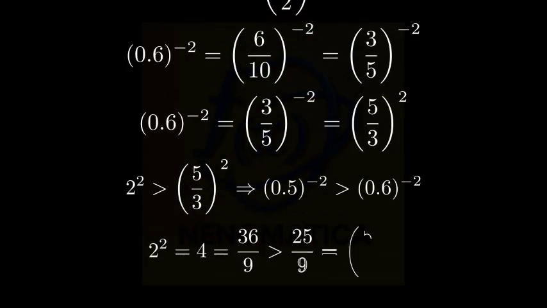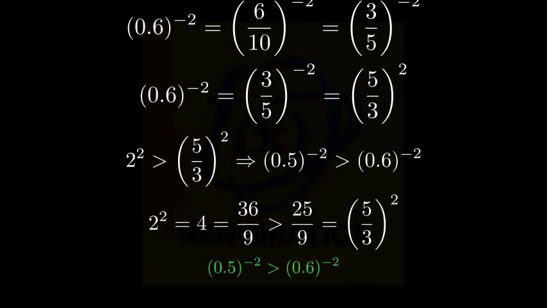Now, we need to compare 4 and 25 over 9. 4 equals 36 over 9, and 36 over 9 is greater than 25 over 9. Therefore, 0.5 to the power of -2 is greater than 0.6 to the power of -2.